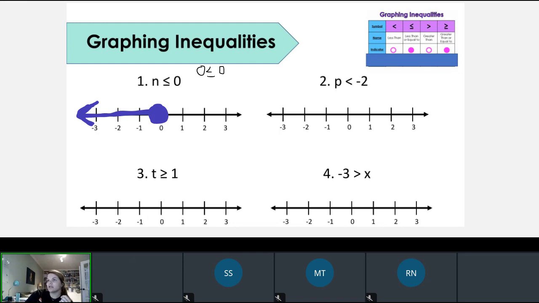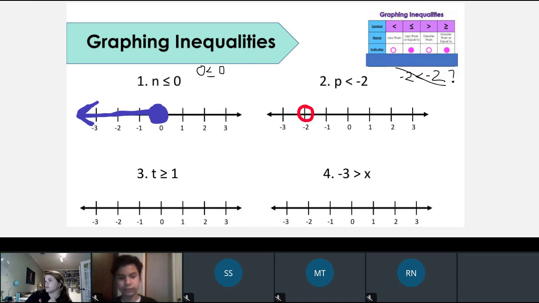Okay, so let's look at number 2. We have P is less than -2. So I'm going to go to -2 and draw my circle. I'm going to leave this one open because if I were to plug in -2 for P and ask myself, is -2 less than -2? No. It's equal to, but it's not less than. So I'm going to leave that open.